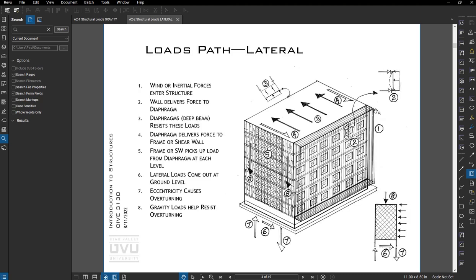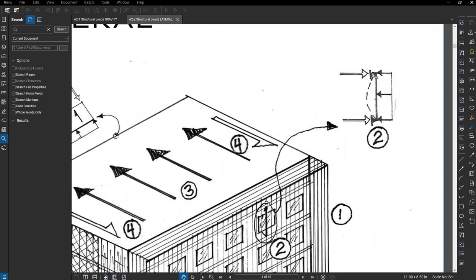So first off, you have wind that can blow on a structure or inertial forces from seismic. As the ground moves, the building doesn't move with it initially. And so it's those inertial forces that cause things to be a problem in seismic. Okay, those wind or inertial forces can then span between floors.